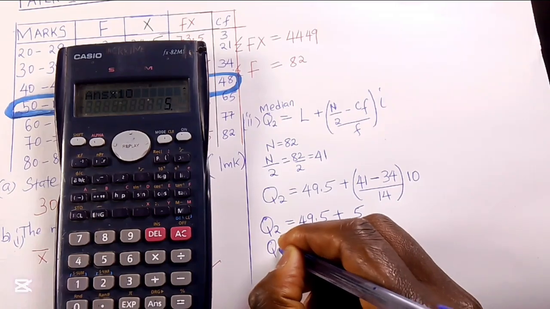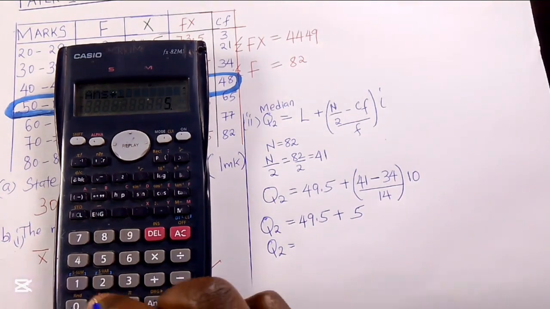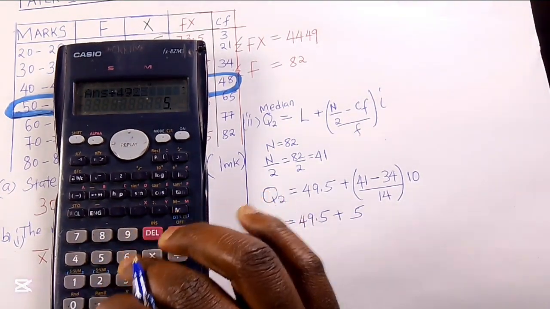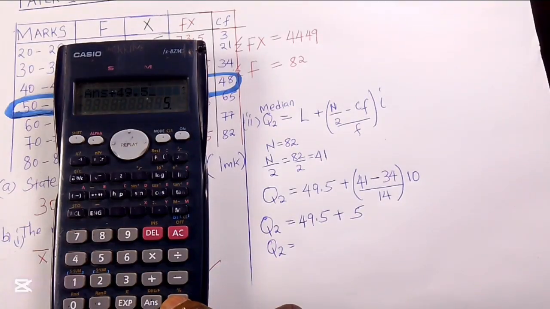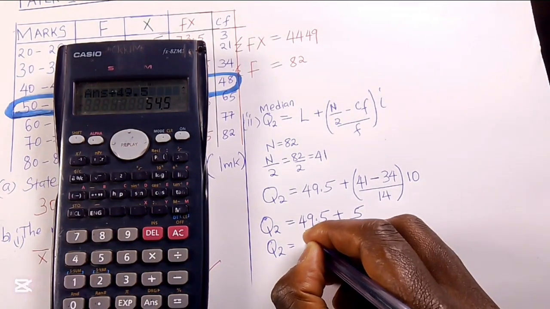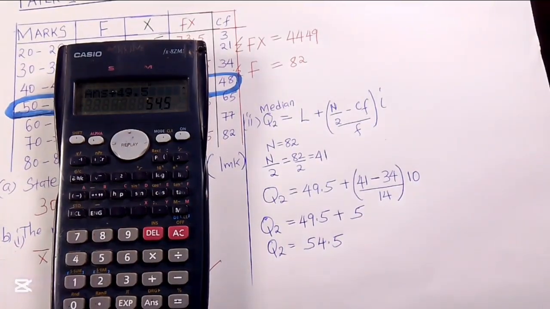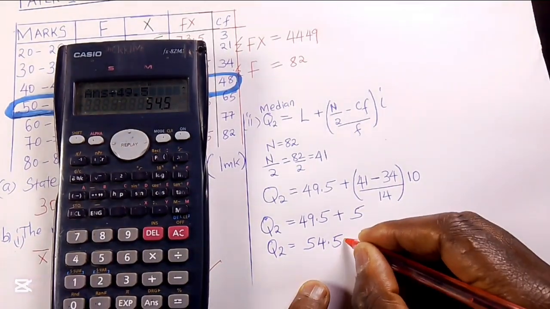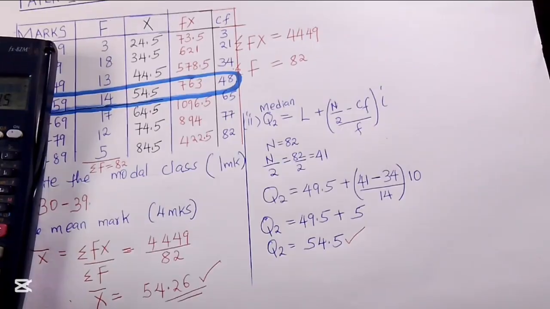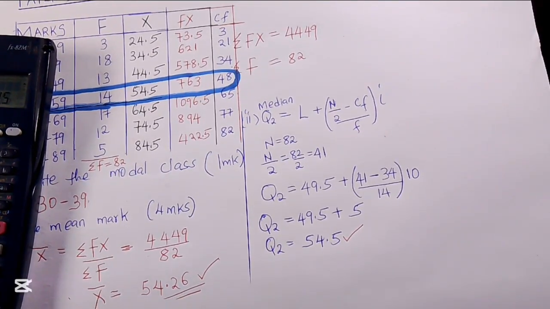So our median will be equal to 5 plus 49.5. That will be equal to 54.5. We have already determined our median, which is 54.5. So we now need to proceed to determine the difference between the mean and the median.